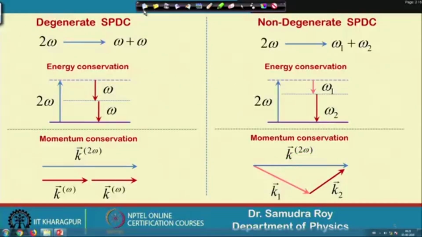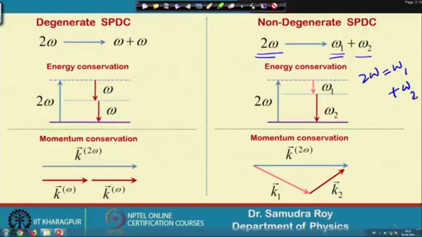But this is not the case for non-degenerate spontaneous parametric down conversion. In non-degenerate parametric down conversion, we have 2 omega frequency, but it can split to any arbitrary 2 frequencies, omega 1 and omega 2, in such a way that 2 omega has to be equal to omega 1 plus omega 2. So, there should be an infinite number of combinations of omega 1 and omega 2 that you can add to generate 2 omega. So, this is non-degenerate because omega 1 and omega 2 are now distinct, they are not the same.